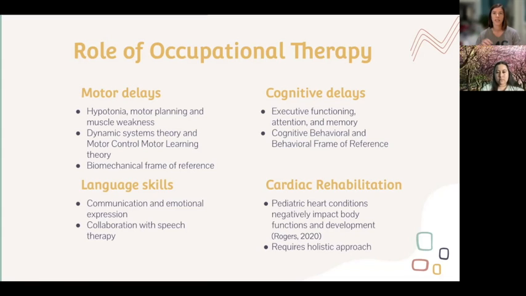The speech therapist can cover the actual speech problems, and then the OTs can come in and play a role in social participation. And then a super important area that OTs can help with is cardiac rehabilitation. It's been found that pediatric heart conditions can negatively impact body functions and development. So this requires a holistic approach from OTs to address how those cardiac issues are impacting their functioning and their development.